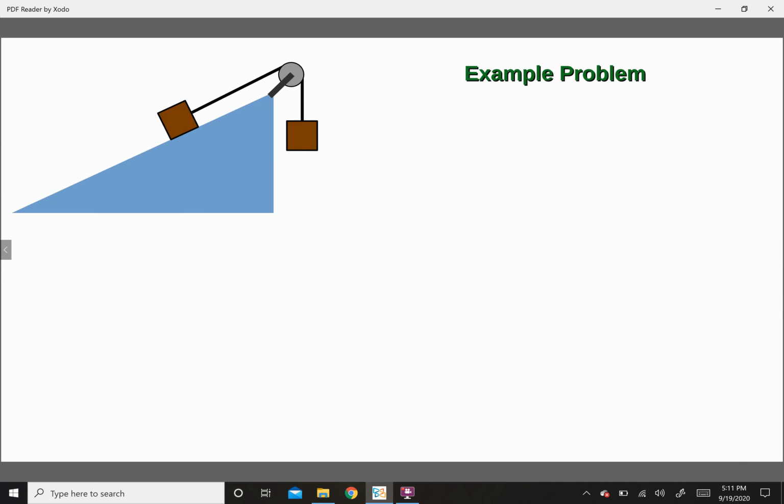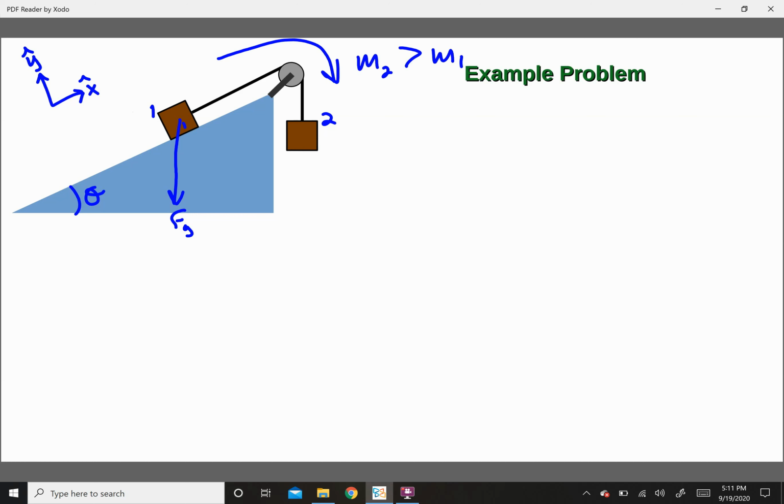So now let's take that knowledge and solve our simple problem here. We have block 1 and we have block 2. On block 1, we have just the force of gravity pulling down. Let's call this angle theta. And let's use our clever coordinate system. We'll point X up the ramp this time. And let's say that block 2 is heavier than block 1. Okay, so this system's going to move this way.